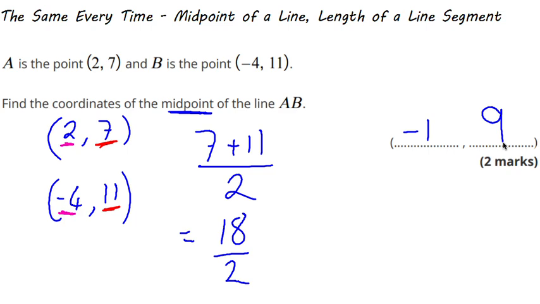Midpoint of a line: all you have to do is add together the x coordinates, divide by 2, add together the y coordinates, divide by 2. That's how you do the midpoint of a line, the same every time. Learn how to do it, practice a few questions, then when you see it on your exam, you'll recognize it and you'll be able to get yourself the 2 marks. Remember, all the marks add up and they all get you into the grades.